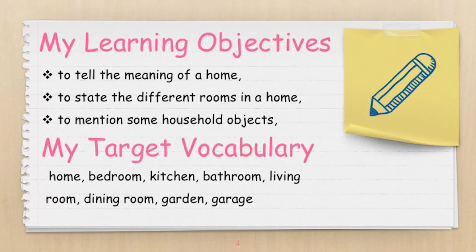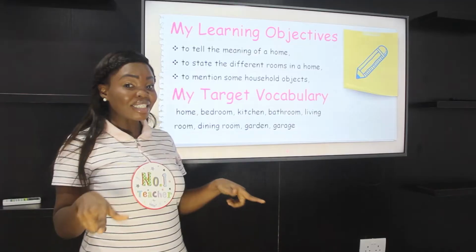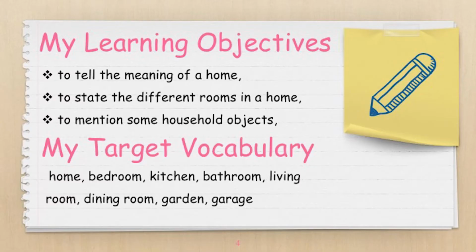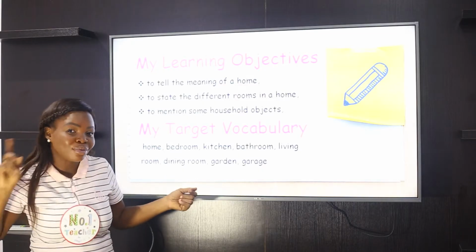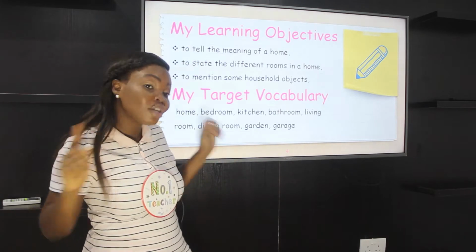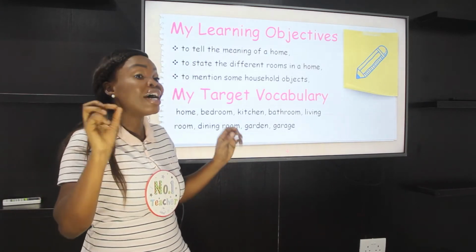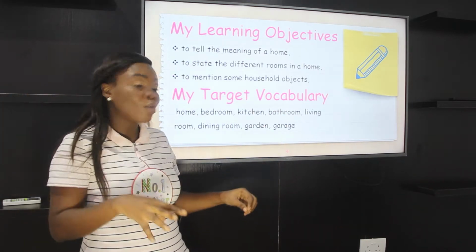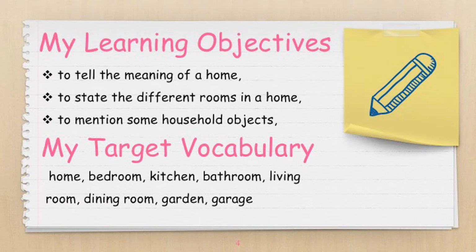So what are the learning objectives? Why are we studying this particular lesson today? To tell the meaning of a home, to state the different rooms in a home, to mention some household objects. And what are the vocabularies that we should take note of? You can go and check the meaning of them later on because they'll help you have a better understanding of what we're studying today. Home, bedroom, kitchen, bathroom, living room, dining room, garden, and garage.